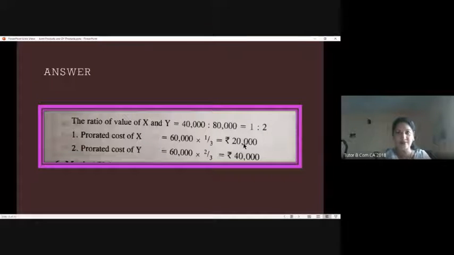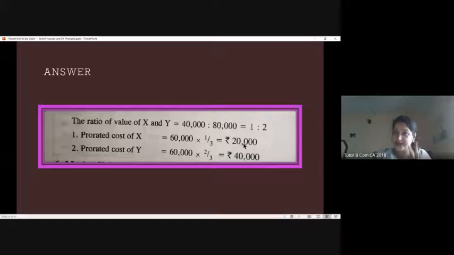So in this method, the point of apportionment is the keyword. The point of apportionment here would be the market value of the joint products at the point of separation, also at split off, at the time when we are trying to split off the products from the one combination. From that one combination, if you're splitting out, what is the market value? So that is the first method which we have discussed today: market value at the separation point.